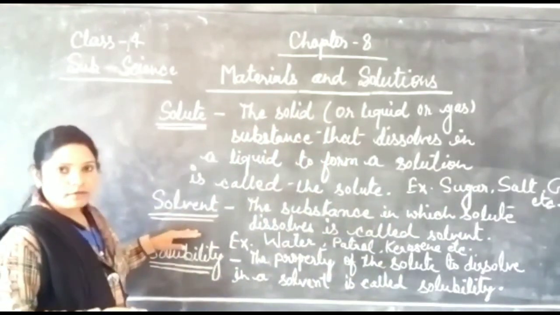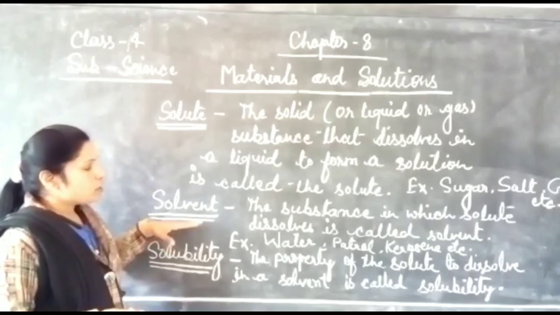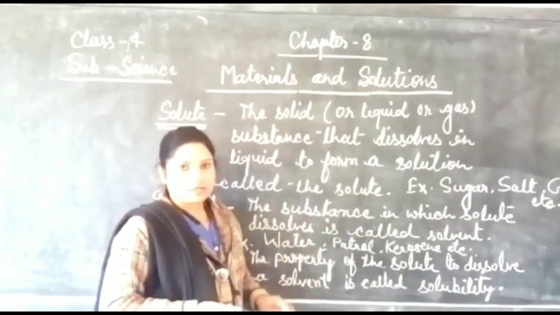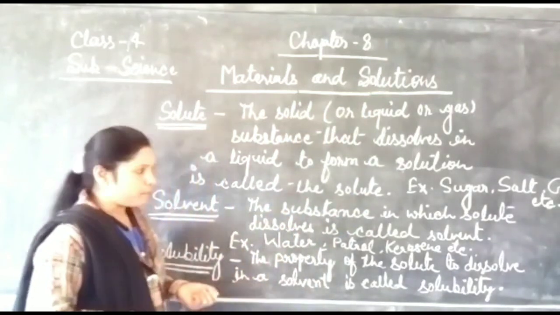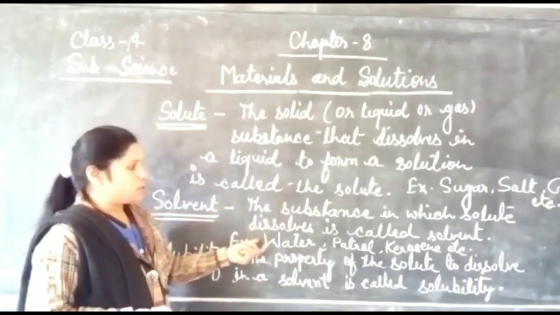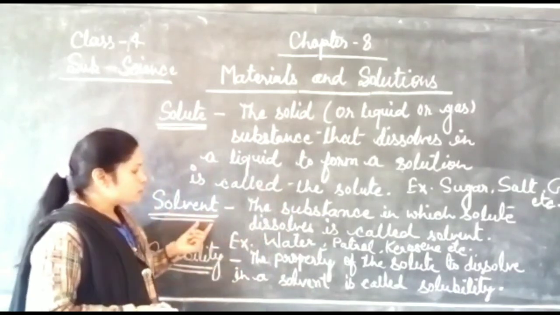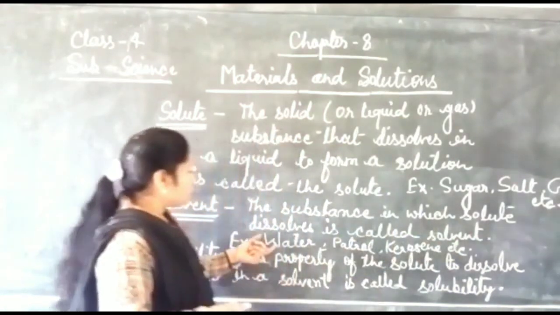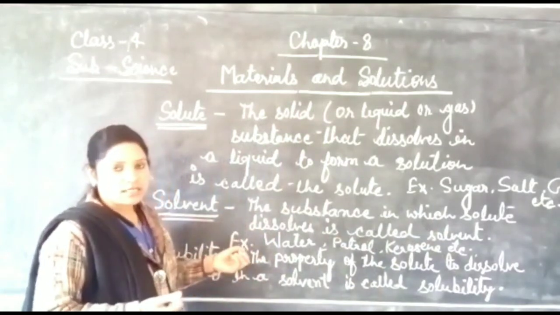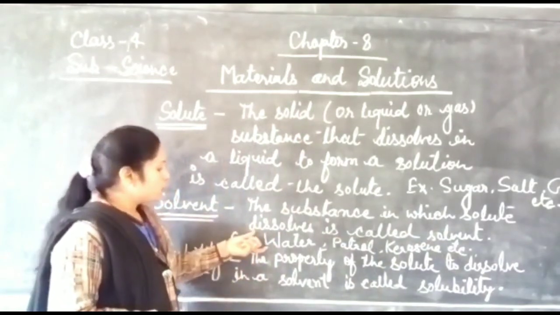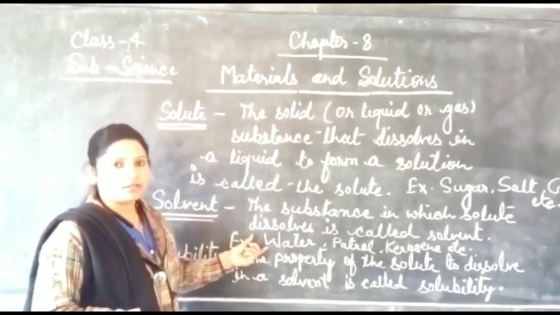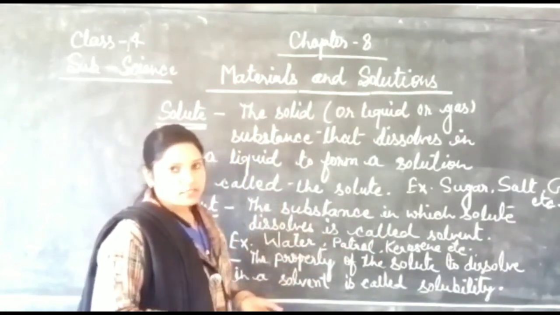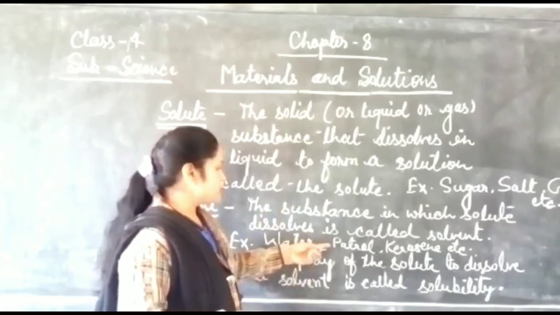Now come to solvent. What are solvents? Solvents are the substance in which the solute dissolves. The solvent must be in liquid form. The examples of solvent are petrol, water, kerosene, etc. You can see most substances can be dissolved in water, so water is called the universal solvent. Similarly, petrol and kerosene also dissolve many substances, especially oily substances.